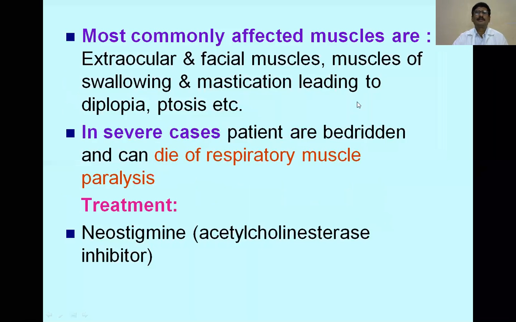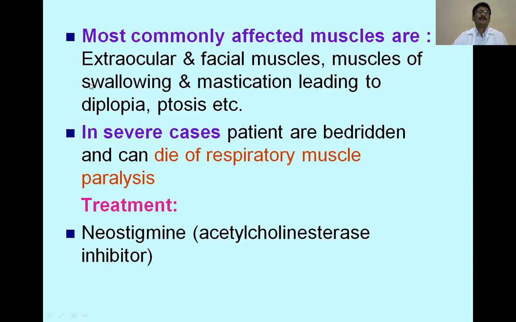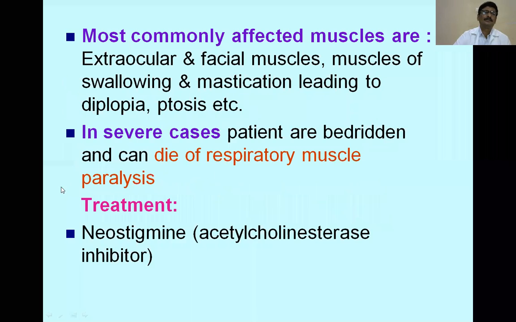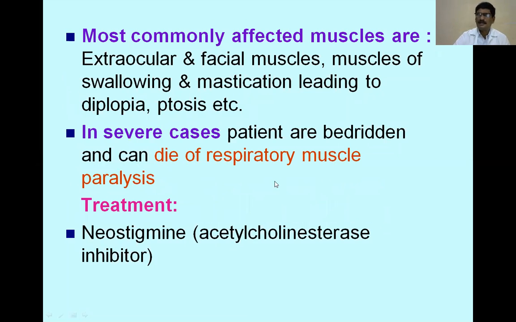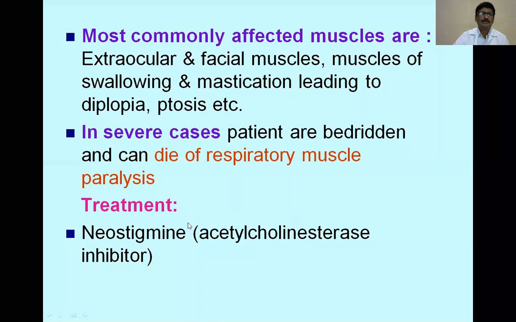Most commonly affected muscles are the extraocular muscles and facial muscles to start with, and it interferes with swallowing, mastication, etc. In severe cases, the patient may remain bedridden or die due to respiratory muscle paralysis. They can be easily treated with the drug called neostigmine. It's an acetylcholine esterase inhibitor, so thereby acetylcholine will not be destroyed at the neuromuscular junction.